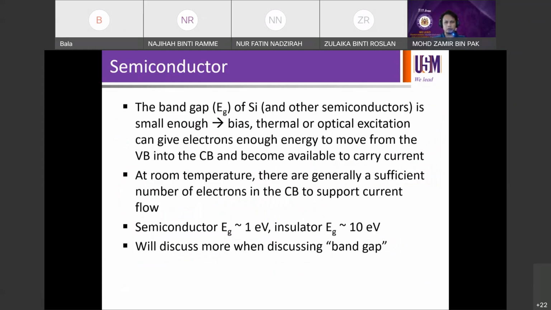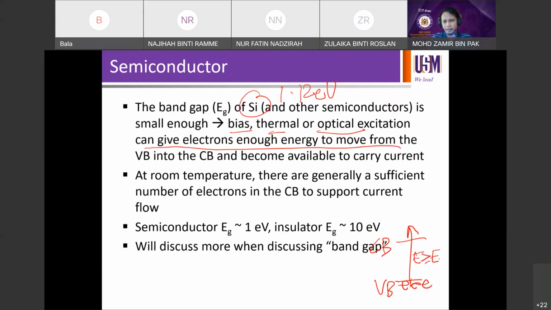The band gap of silicon or other semiconductor is small enough. For example, silicon is 1.12 electron volt. So due to this, a small amount of bias or thermal excitation or optical excitation can give electrons enough energy to move from the VB, the valence band, where they are originally valence electrons in the outer shell, into the conduction band, if you supply energy of more than or equal to the band gap energy.